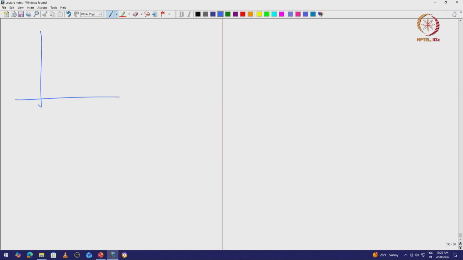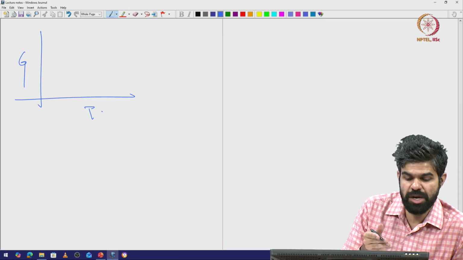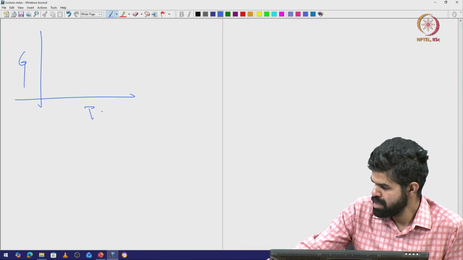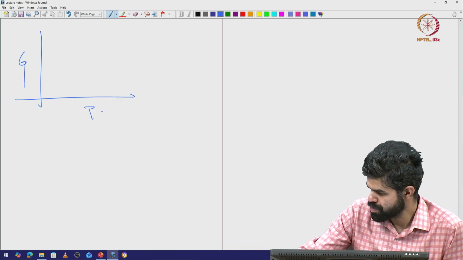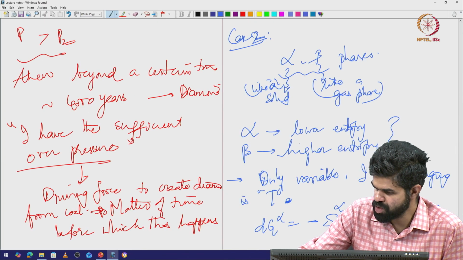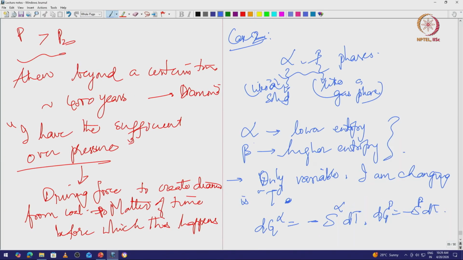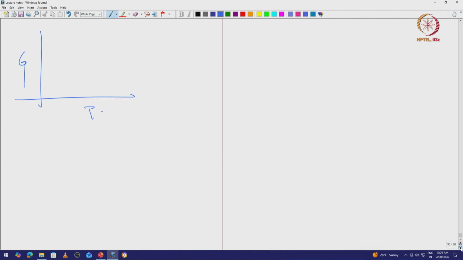Now, if I am plotting G as a function of T, I sort of know that at lower temperatures the phase that wins, the phase that has a lower G, is like ice, right, it is the solid phase. So, the phase that has lower entropy wins at lower temperatures, the phase that has higher entropy wins at higher temperatures, right.